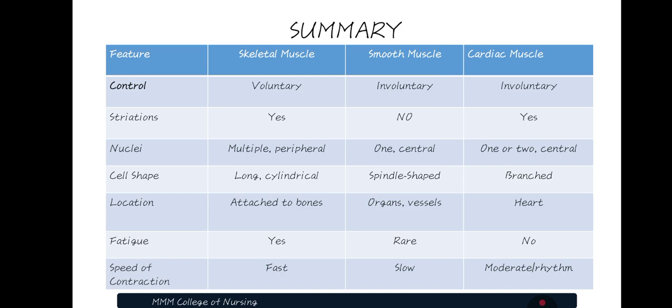Cell shape of the skeletal muscle is long cylindrical, smooth muscle is spindle shaped, and cardiac muscle is branched. Coming to the location, skeletal muscles are attached to bones, smooth muscles are in organs and vessels, and cardiac muscle is in the heart. Fatigue: skeletal muscle is present, smooth muscle rarely present, and cardiac muscle is not present. Speed of contraction: skeletal muscle is fast, smooth muscle is slow, and cardiac muscle is moderate or rhythmic.